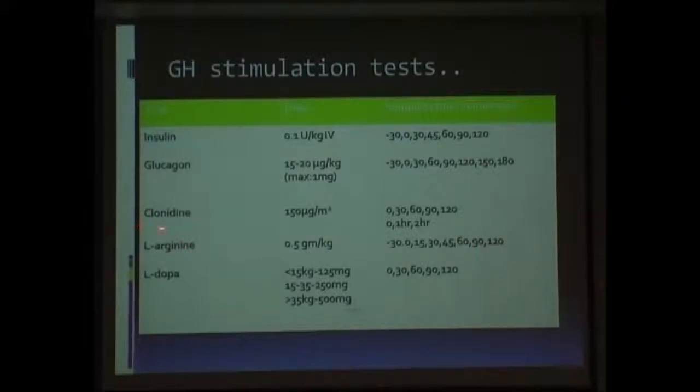What we generally do in pediatric clinical practice is the clonidine test. The dose which we use for this is 150 micrograms per meter square or 4 micrograms per kg. We collect the samples at 0, 30, 60, 90, and 120 minutes. In routine clinical practice, we collect the samples at 0 hours, 1 hour, and 2 hours in our investigations for growth hormone deficiency.